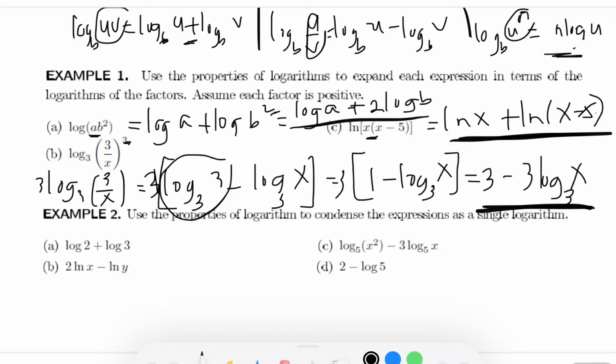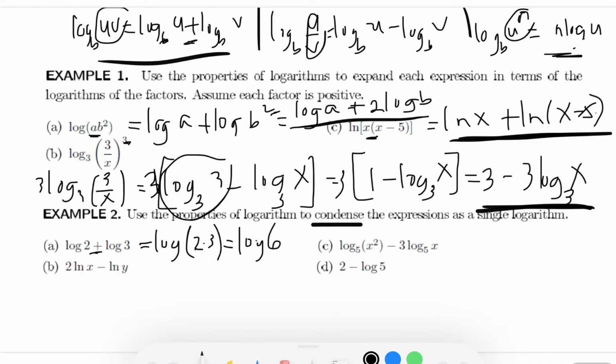So let's have the condensation or condensing part. So this is plus, so law number 1, log of 2 times 3. So we have log of 6. Letter B, we have a number here. So let's start with law number 3, ln x squared minus ln y. Then this is minus, so division, x squared over y. This is law number 2.